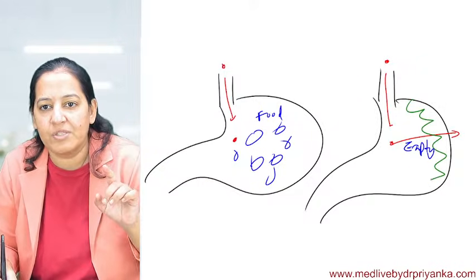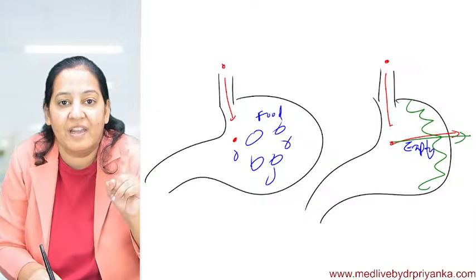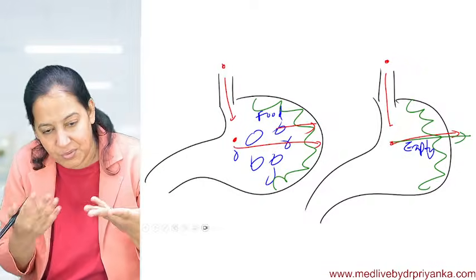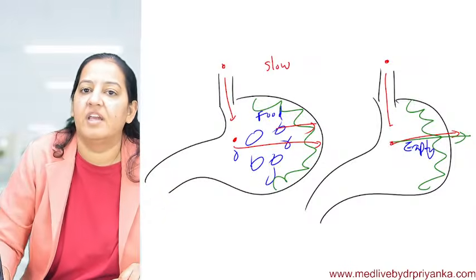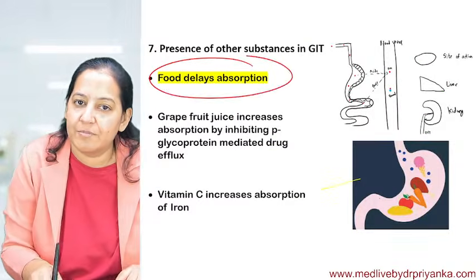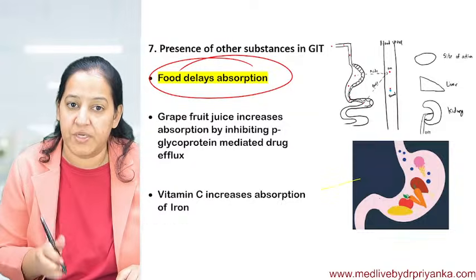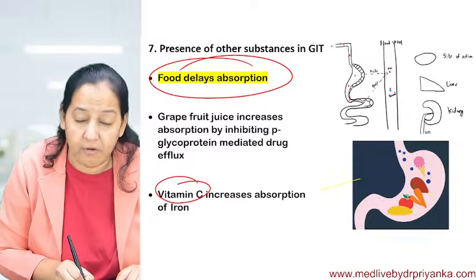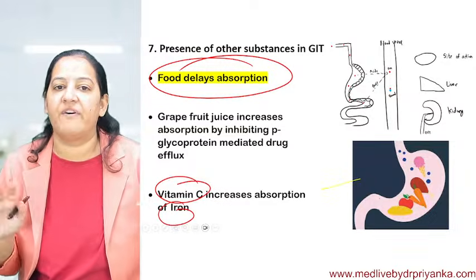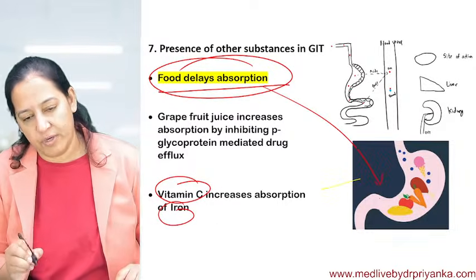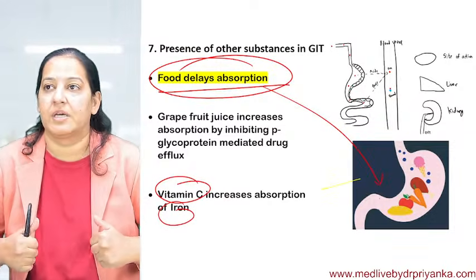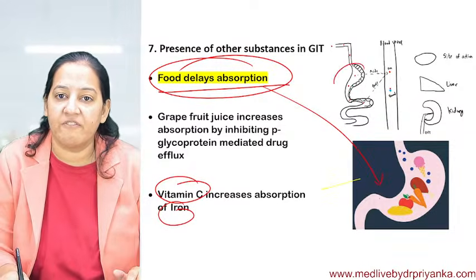Quickly, the gastric mucosa will absorb it. There is nothing else. But here the gastric mucosa has to absorb food also, and the drug also. So here the absorption is slower, and here the absorption is faster. So as a general rule, food delays absorption. Food always delays absorption, but there are certain foods which increase the absorption of some particular drugs. Otherwise, the overall general rule is that food delays absorption. That's why, if you want fast absorption, the drug should be taken on an empty stomach.